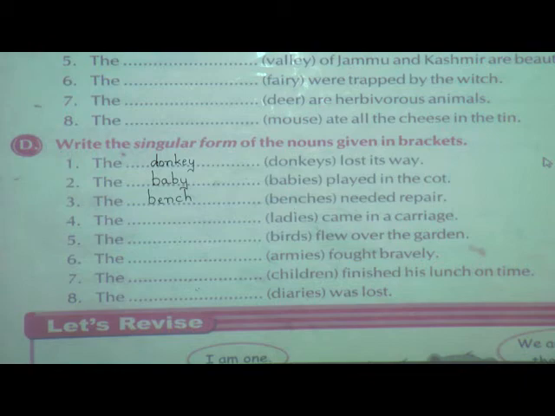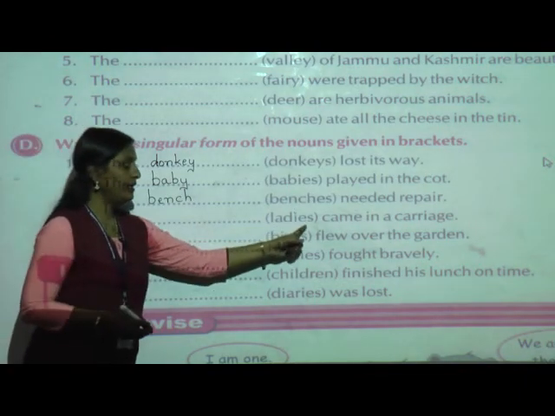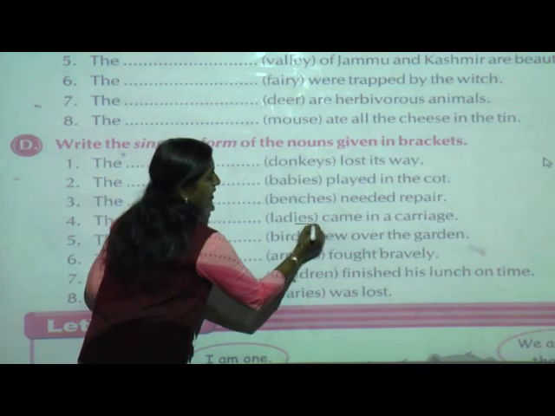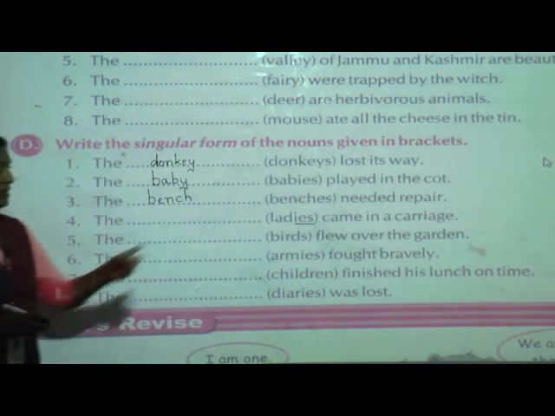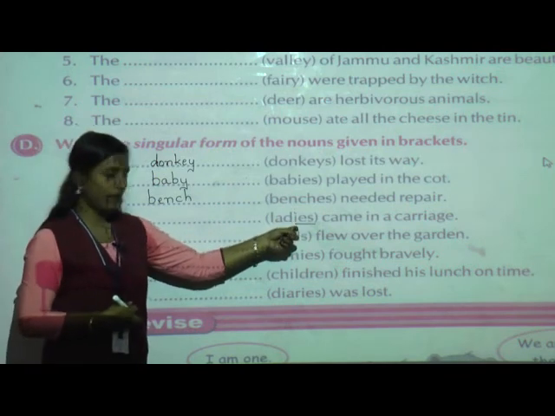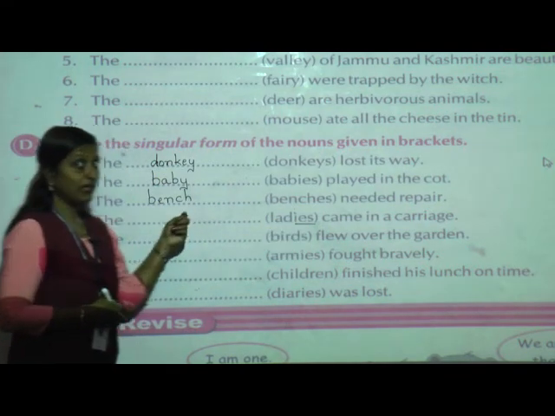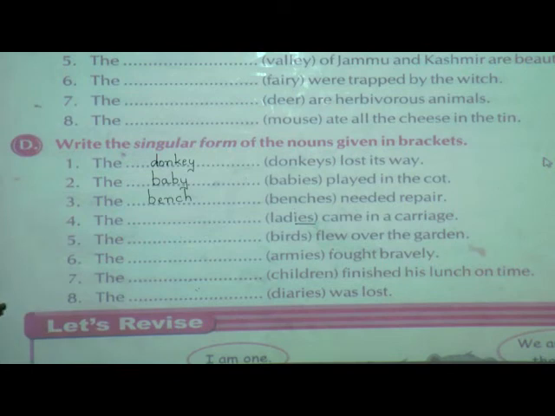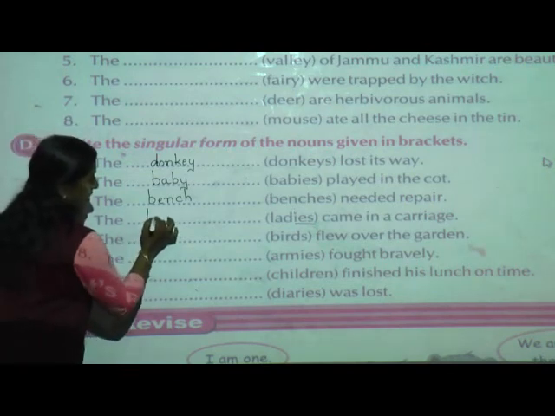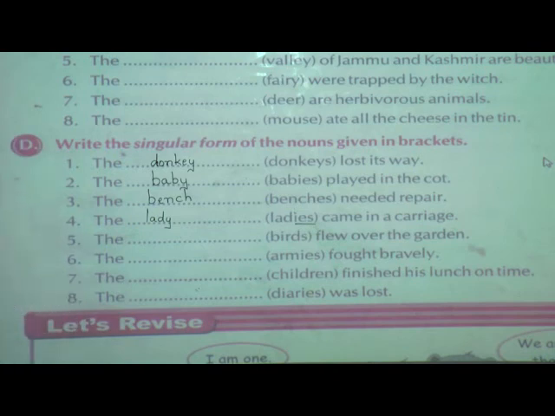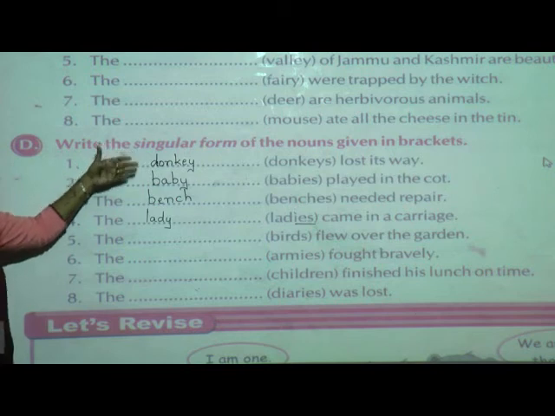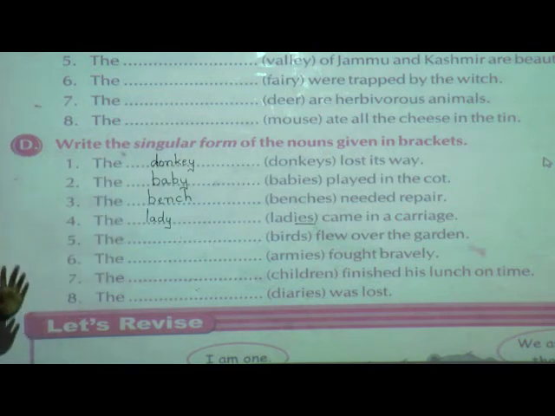Fourth one. The ladies came in a carriage. Now the ladies. So here IES is there. How has it come? When a noun ends with Y, we drop that Y and we add IES. So in our answer, what will be the answer? The lady, L-A-D-Y. The lady came in a carriage. Now students, can you see donkey, baby, bench and lady? They are all in singular form.